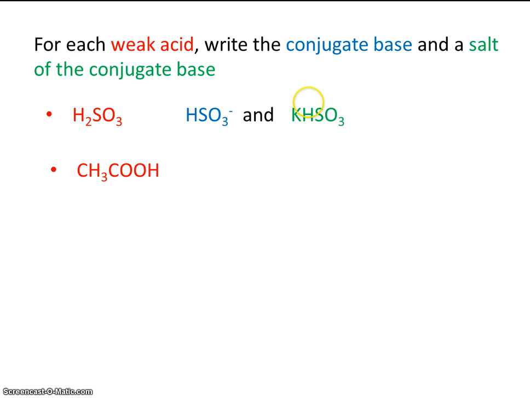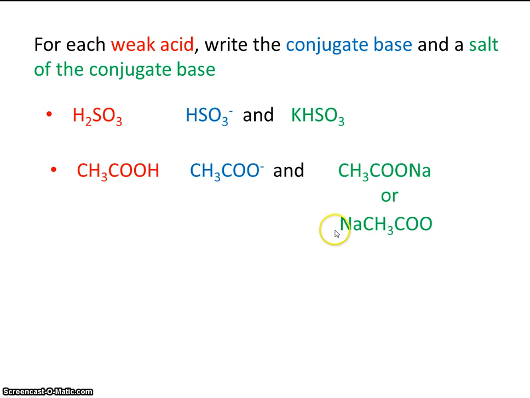Let's do one more. You should recognize this by now as acetic acid or vinegar. It's a weak acid and it donates a proton. So this is the conjugate base. So now just replace the H with a metal and that will be the salt of its conjugate base. So we could have something like this, sodium acetate. Or if you're more comfortable writing the metal first, you can do that too. Either way is fine.